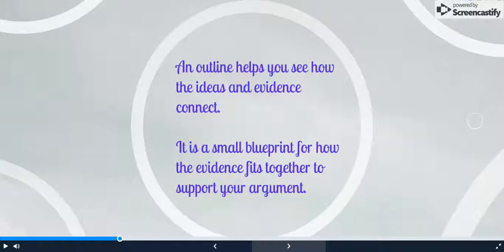Excuse me. It is a small blueprint, so I was talking about the outline again. It is a small blueprint for how the evidence fits together to support your argument.